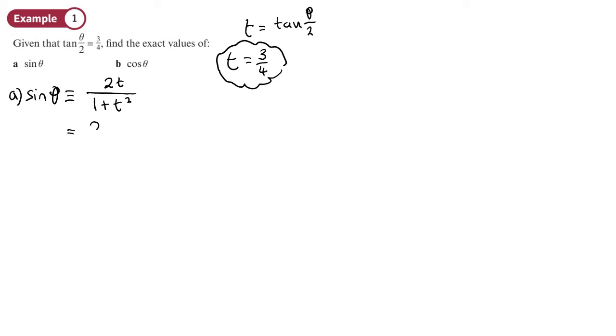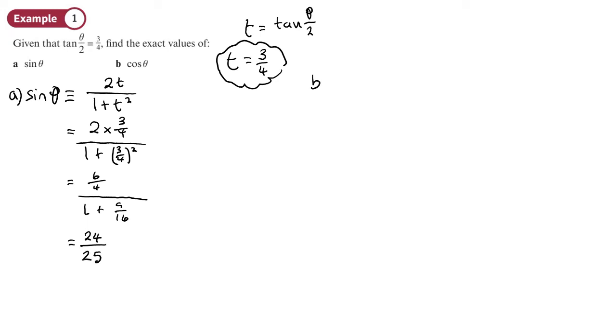So now that's going to be 2 times 3/4 over 1 plus 3/4 squared. So that will give you 6 over 4 divided by 1 plus 3/4 squared, which is 9 over 16. Using our calculator to work that out, we get 24 over 25.